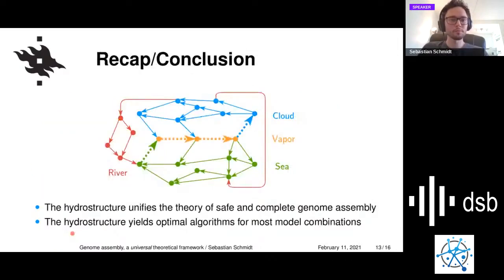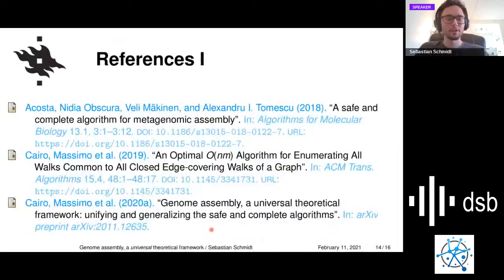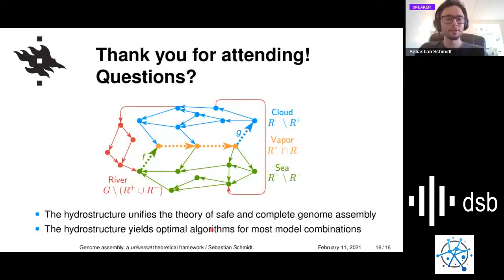And this already concludes it. So we have now seen that with the hydrostructure, we can unify the theory of safe and complete genome assembly and also solve more advanced models, as well as get optimal algorithms for most of our model combinations, except for one model combination, as you have seen. So we can apply it nicely. Here are my references. And then thank you very much for attending. And if you have questions, I'm happy to answer.